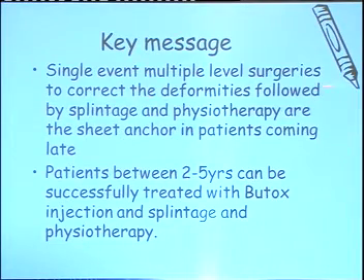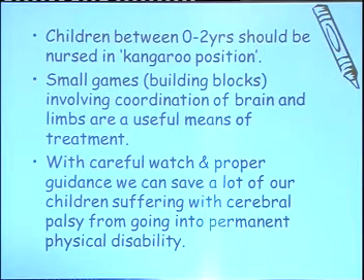Single event, now what is the key message? Single event, multiple level surgeries to correct the deformities followed by splintage and physiotherapy are the sheet anchor in patients coming late. Patients between 2 to 5 years can be successfully treated with Botox injection and splintage and physiotherapy. Children between 0 to 2 years should be nursed in kangaroo position. Small games like building blocks, requiring brain and hand coordination, should be given as a game, as a rehabilitative physiotherapeutic measure.